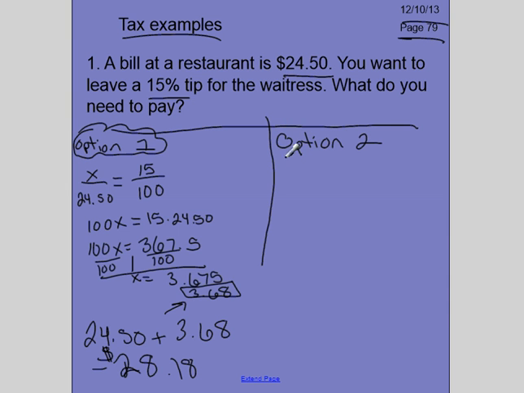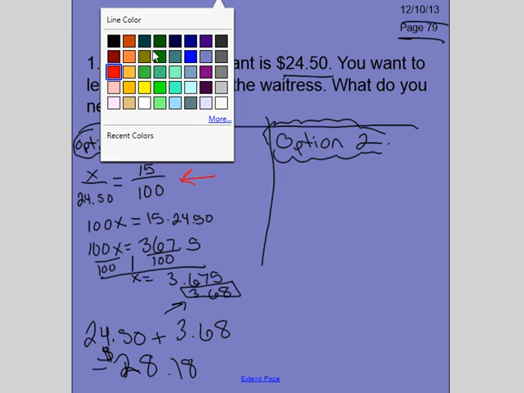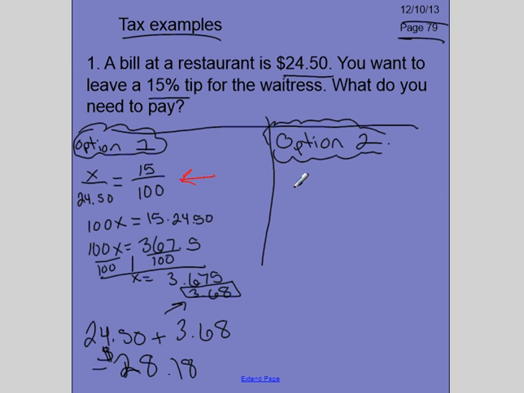Now, option 2 uses a revised percentage. So at the first step, right here, when you set up the proportion, we're going to set it up slightly different. We're still going to have x over $24.50. We're still going to have a 100 at the bottom because all percent proportions have that. But instead of doing 15%, I'm going to revise my percent. I'm going to be giving this waitress 100% of the bill plus the 15% tip. So it's going to be 115 over 100.